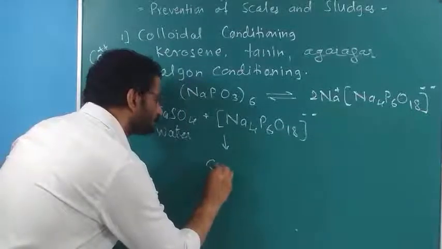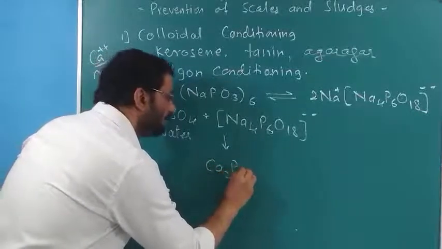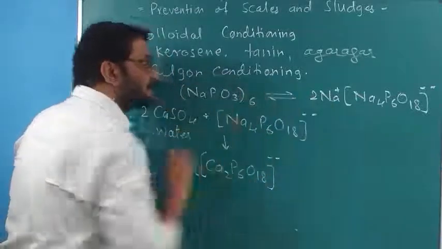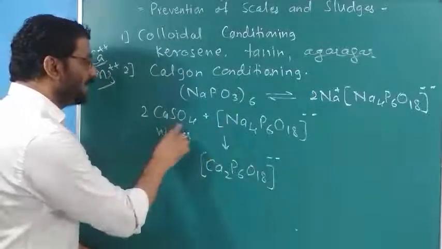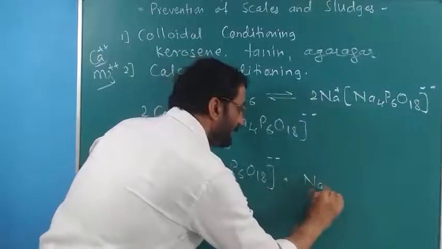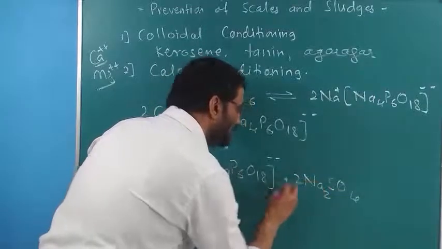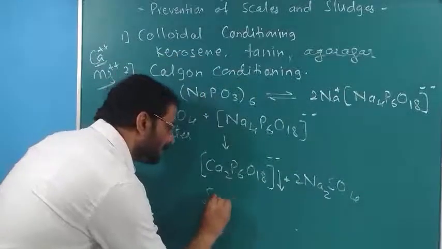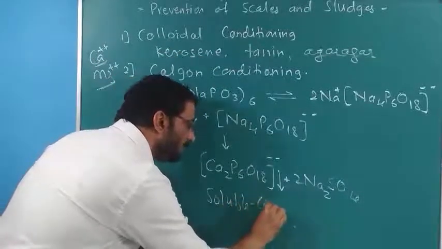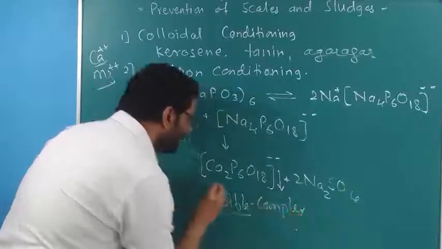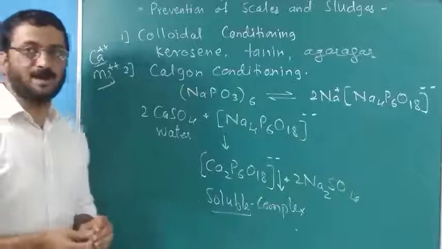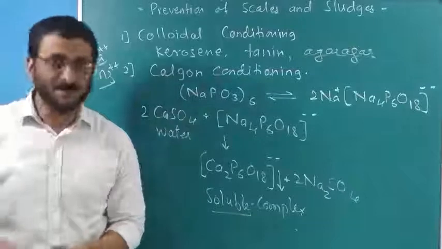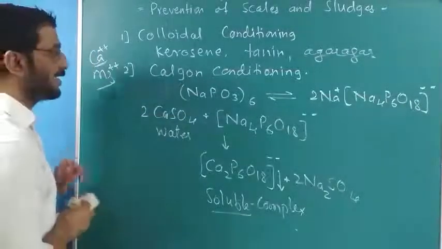The reaction will be Ca2P6O18 2 minus, as it is, to balance this outer sphere, and it will be twice Na2SO4. Fine, it is correct. Now this is in a soluble form. This is a soluble complex. So the precipitate-forming calcium ions or magnesium ions will remain a part of the soluble complex. It will not come out in the form of precipitate. That is called Calgon conditioning.